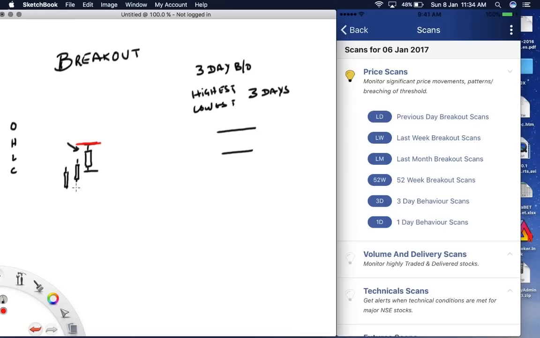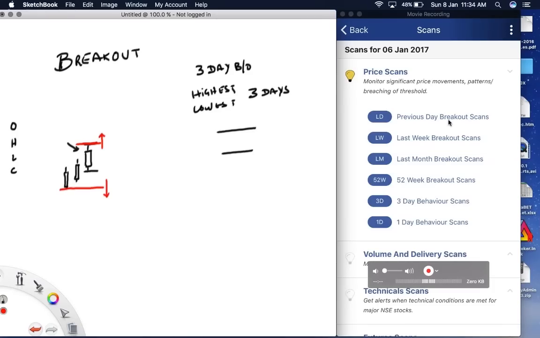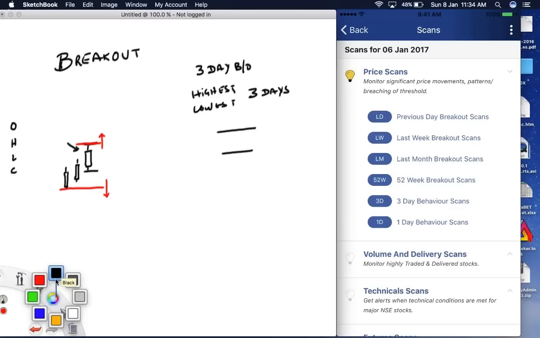By previous day breakout scan, we mean that whatever was the open, high, low, close of the previous day, this was the last day. It had a highest point, a lowest point, an open and a close. We are only interested in the highest point and the lowest point. This was Friday's candle, let's say, for any stock or any market.